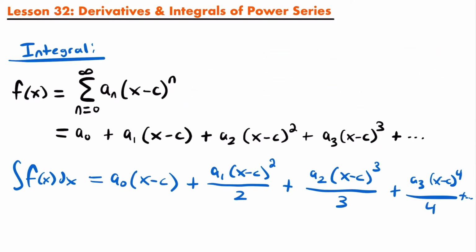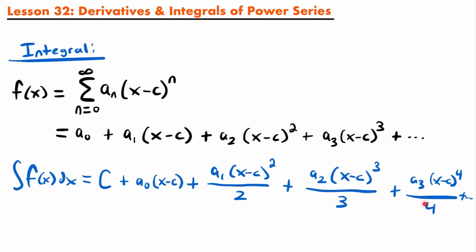Okay, but then remember, we are taking an integral of a function, and so we have to remember to add plus c to that integral, right? And so I kind of ran out of space here at the end, so instead of writing plus c over here, I'm actually going to write it at the beginning. So if I rewrite this a little bit, we'll have that the integral of f of x is equal to that constant c plus a sub 0 times x minus c. Okay, so don't forget that constant of c that you always need to add to an integral.